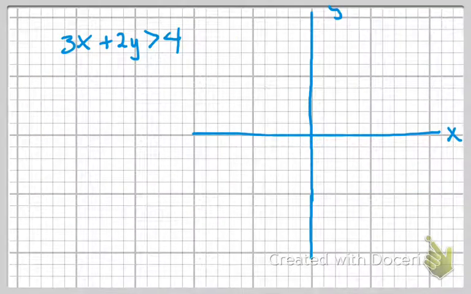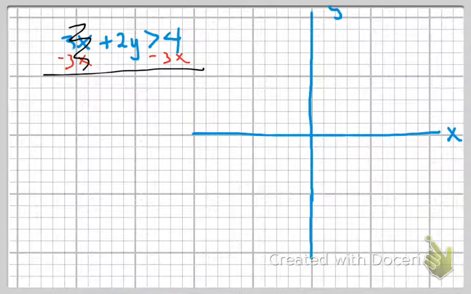The first thing we want to do is put it in slope-intercept form. The slope-intercept form, if you remember, is y equals mx plus b. Even though it's a greater than symbol, we're still going to do it. So we want y by itself. I'm going to subtract 3x from both sides, and this becomes a zero pair. I bring down my 2y is greater than 4 minus 3x.